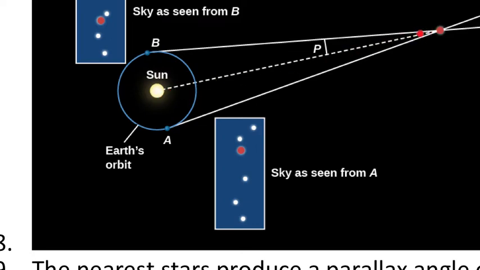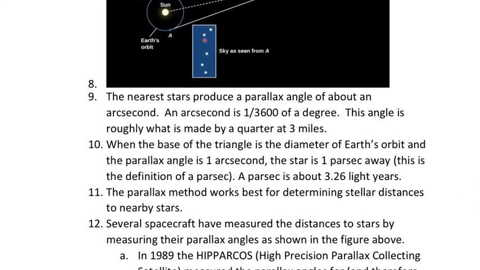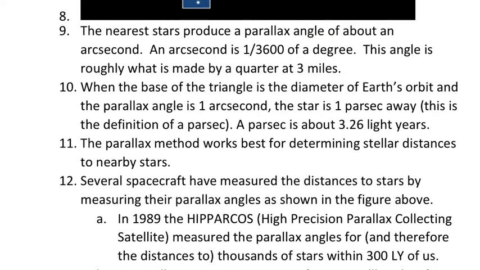light years, or what we call a parsec. That's the definition of a parsec. So when the base of the triangle is the diameter of the Earth's orbit, and the parallax angle is 1 arcsecond, the star is called 1 parsec away. This is the definition of a parsec. A parsec is about 3.26 light years.